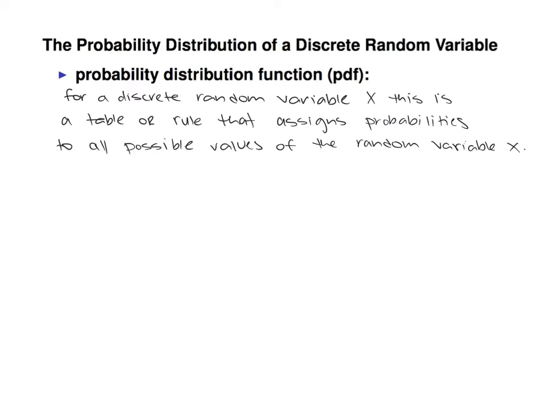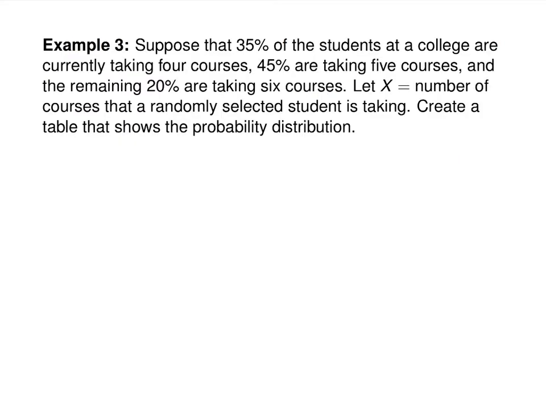And when you have a finite number of, say, outcomes for x, then you can just list this as a table, but sometimes there's technically an infinite number of outcomes, or maybe there's n outcomes, and n is a variable that can get bigger, so in that case we're not going to list things as tables. So suppose that 35% of the students at a college are currently taking 4 courses, 45% are taking 5, and the remaining 20% are taking 6.